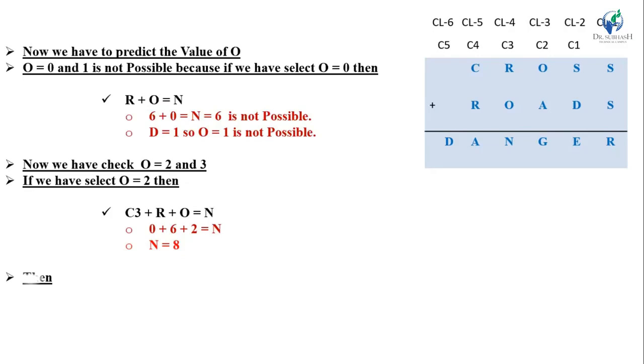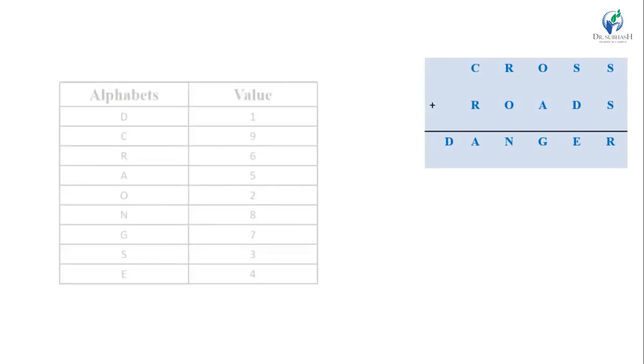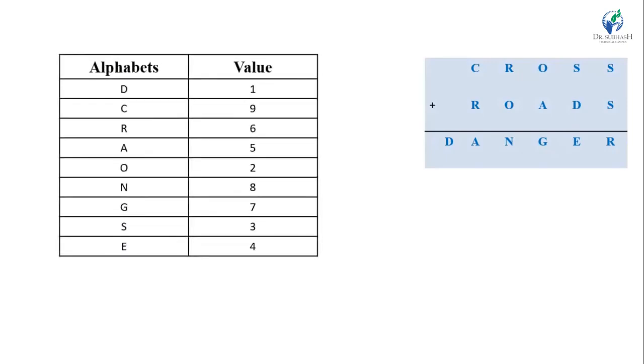Then we consider column 3 like C2 plus O plus A is equal to Z. Put the value of O and A. So it can be 0 plus 2 plus 5 is equal to Z. So Z is equal to 7. Now, this way we have found every alphabet's value and that value is unique.